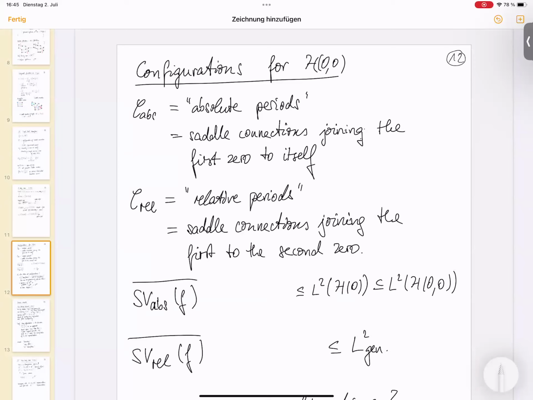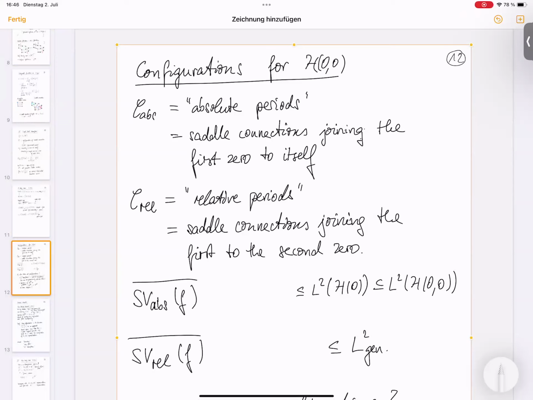So that's the space I'll be really interested in. So what about configurations for A00? I was pretending that with Siegel-Veech transforms, we should get the continuous spectrum, the analog of Eisenstein series. And so what are the configurations here? Well, you can take saddle connections joining a zero to itself, because these are closed, these give absolute periods, and we call them C-abs.